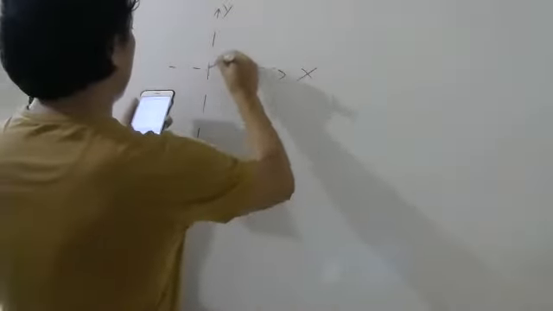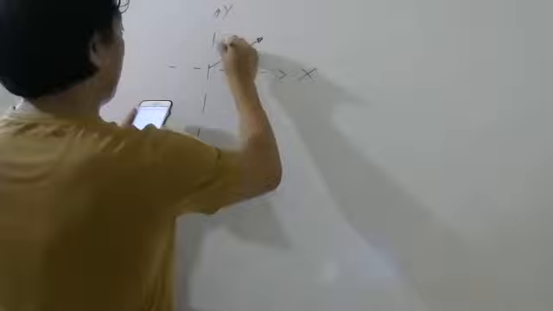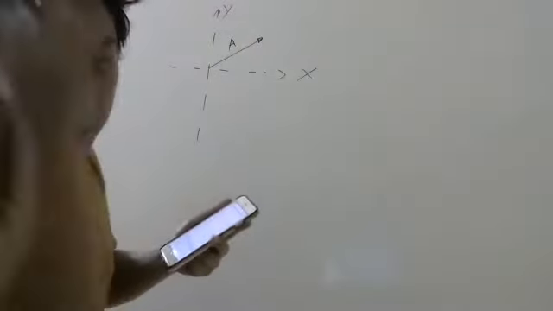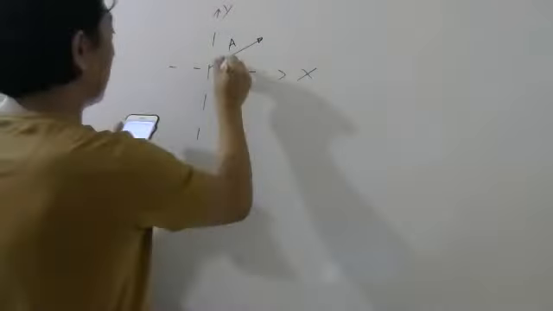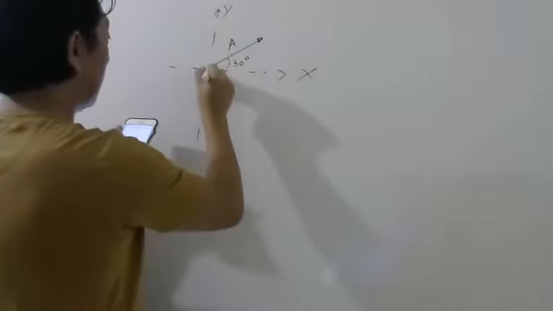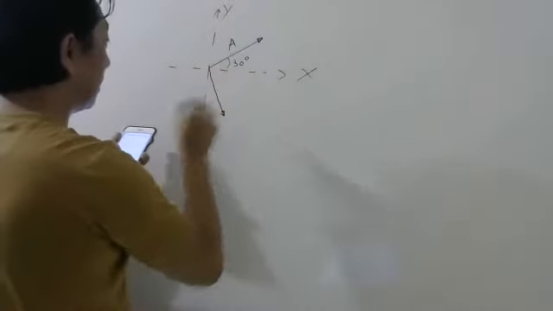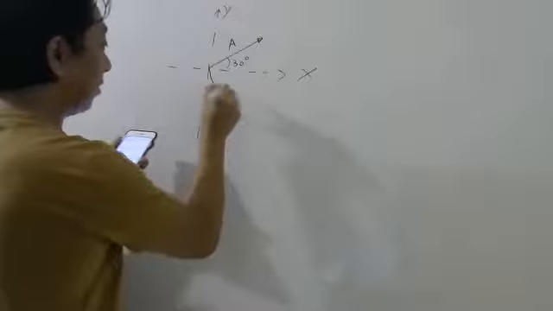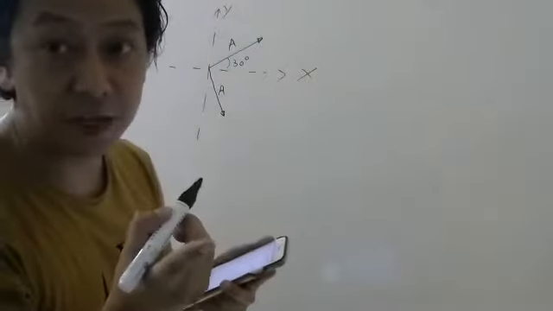So for this vector, I will write magnitude A. That's it, A, the magnitude is the same. And this angle is 30 degree. Another vector is somewhere here. That also has magnitude A only. The vector may be different, but the magnitude is the same.